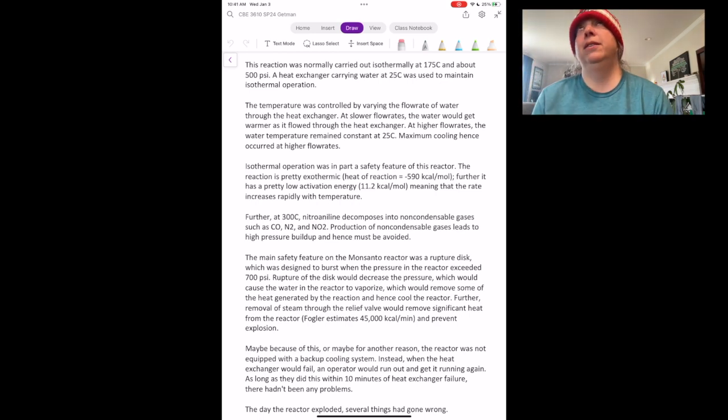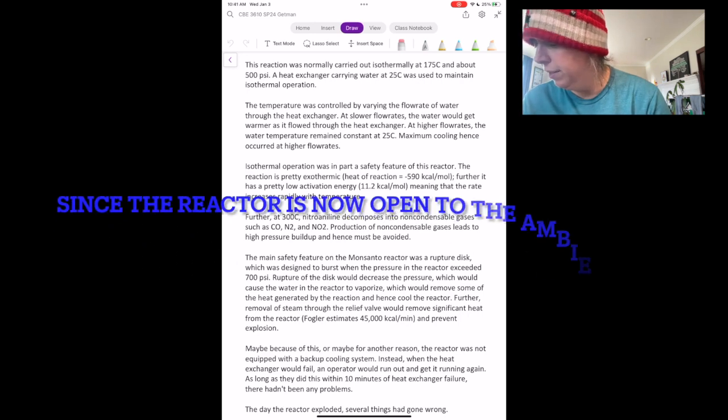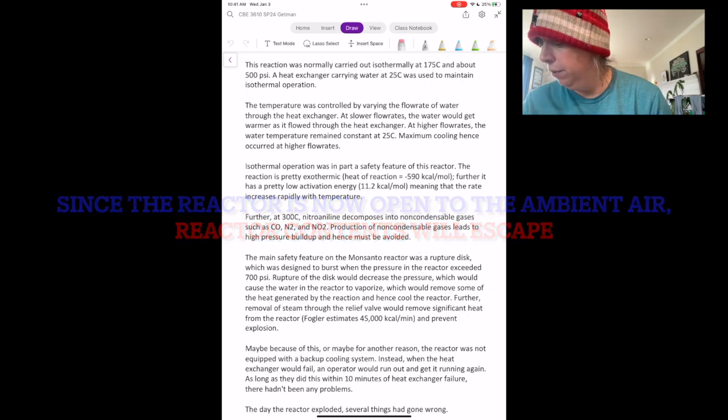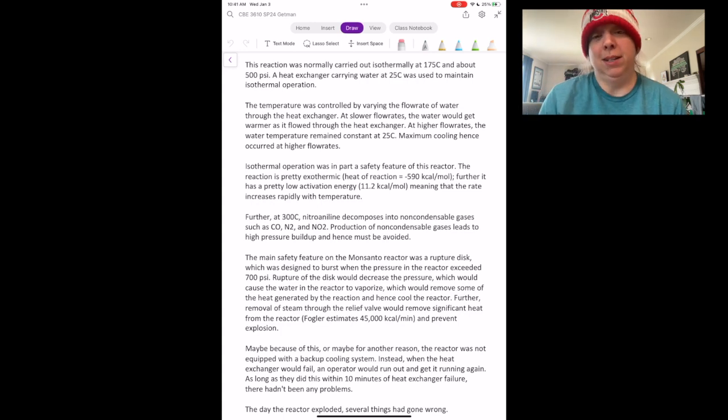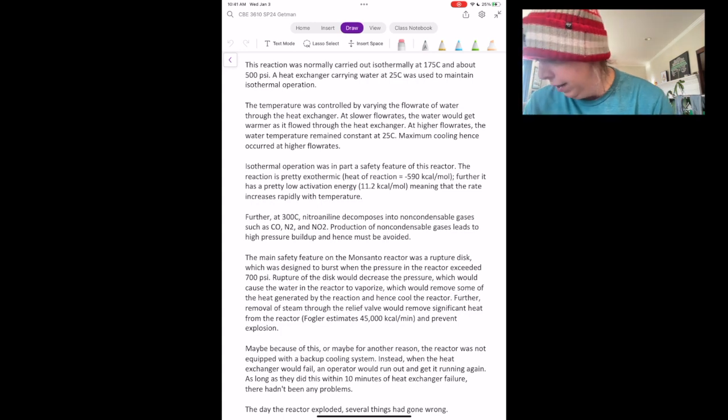Further, as the disk ruptures, the pressure causes the steam to be removed from the reactor. Removal of the steam through the relief valve would remove significant heat from the reactor, with Fogler estimating that this would be around 45,000 kilocalories per minute. This should prevent a runaway reaction, explosion, etc.